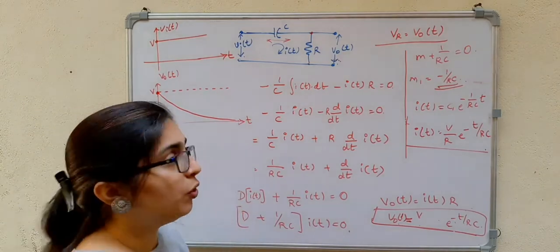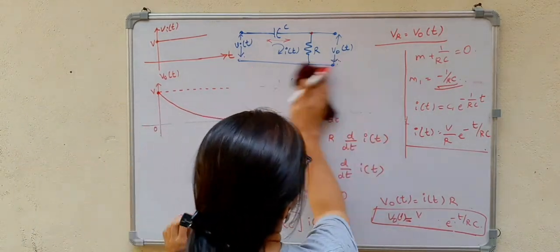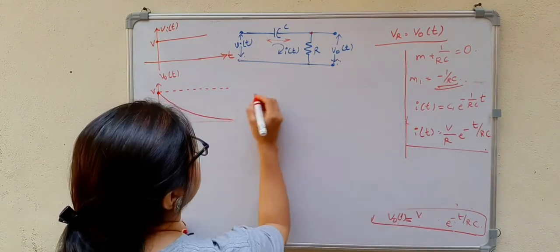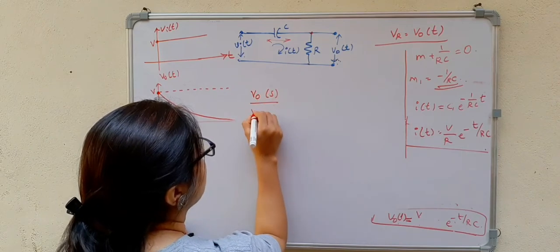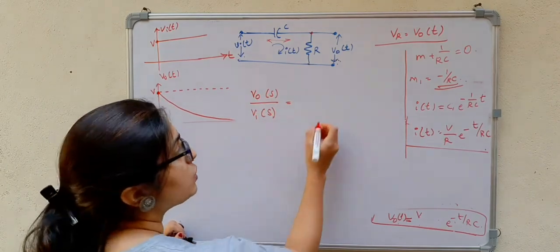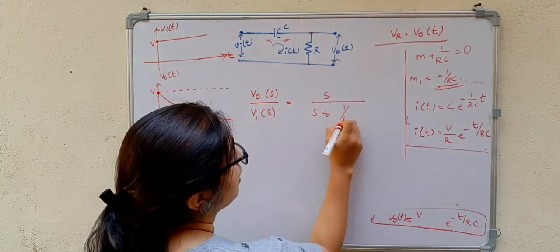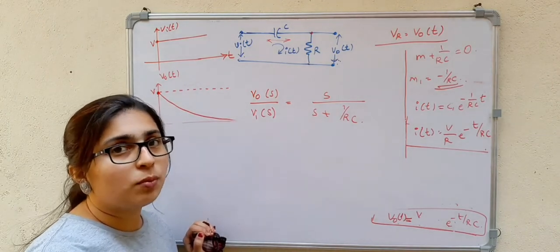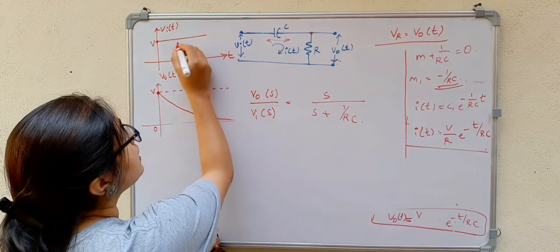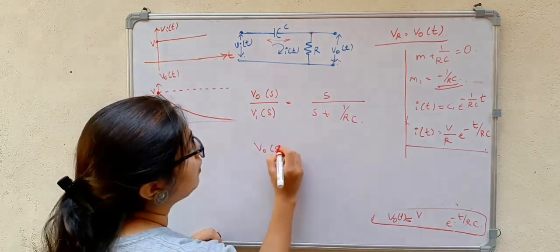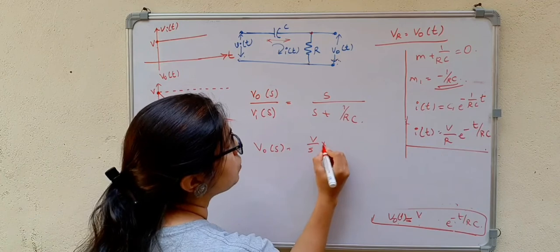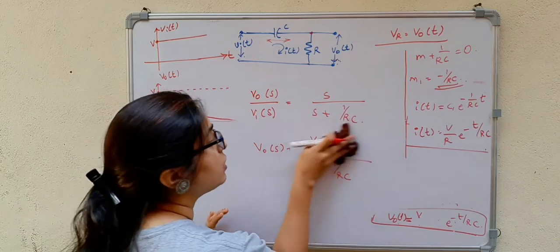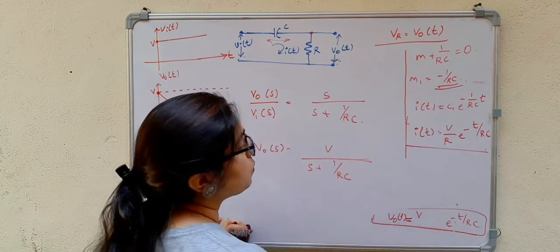Now if I consider the Laplace transform also, we can find the same expression. Let me consider the output V0(s) by Vi(s). We know the transfer function, right? It is s divided by s plus 1 by RC. And since the input is a constant, the Laplace transform of V will be V by s. So now I will take it to this side: V by s into s divided by s plus 1 by RC. So the s and s get cancelled. So we have V divided by s plus 1 by RC.